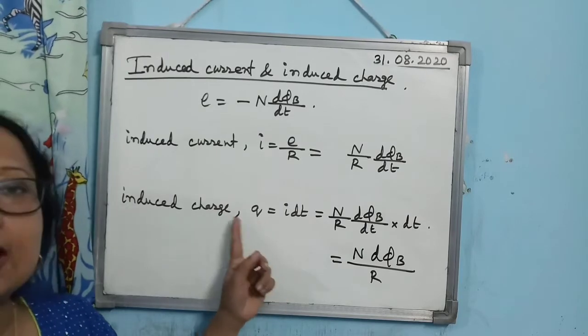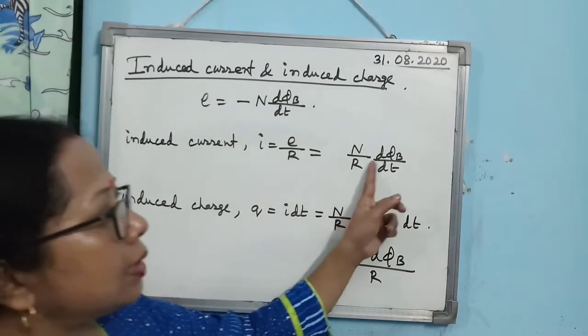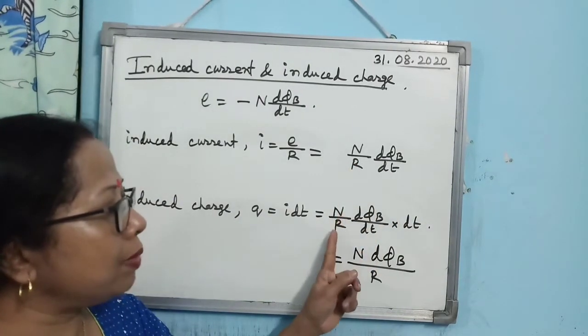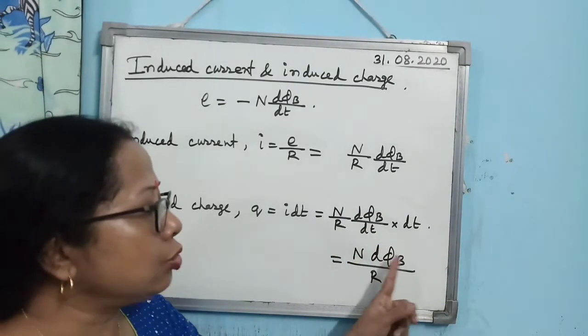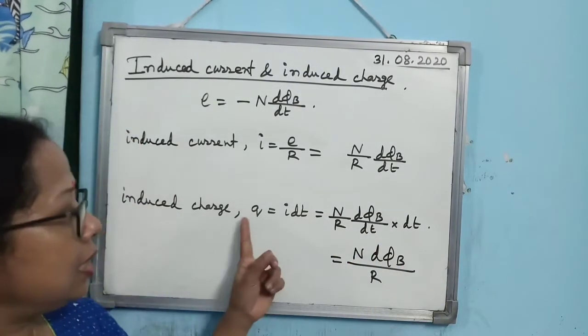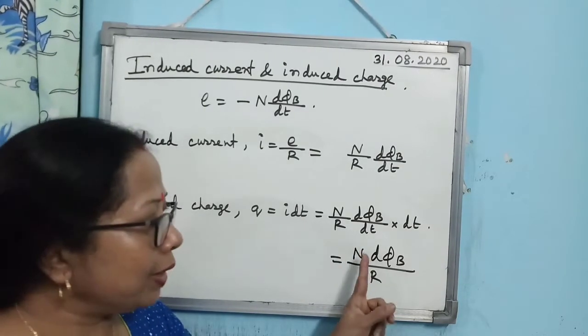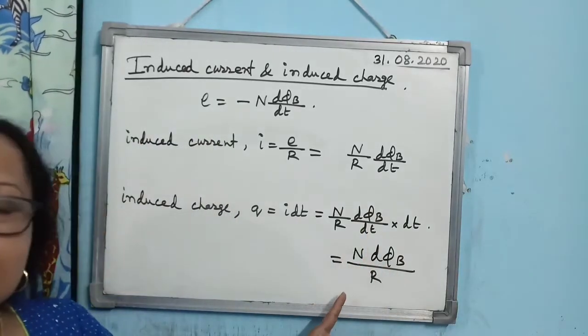Alright, then next is what will be the amount of the induced charge. Induced charge, you know, charge is given by current multiplied by time. Here we have considered the time as dt, so you can write I dt. So what are you getting? N by R d phi B by dt into dt. So you are getting N into d phi B by R, meaning induced charge is equal to the number of turns into d phi B, the change in magnetic flux, divided by resistance.